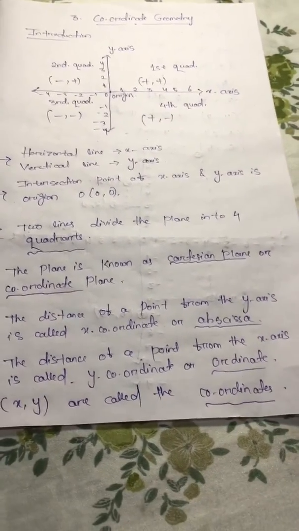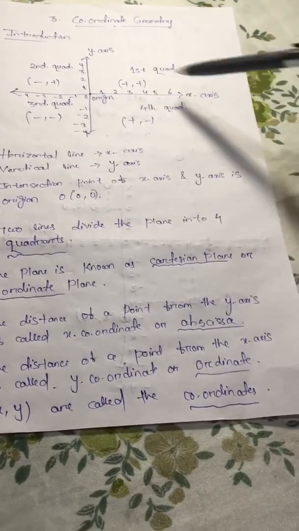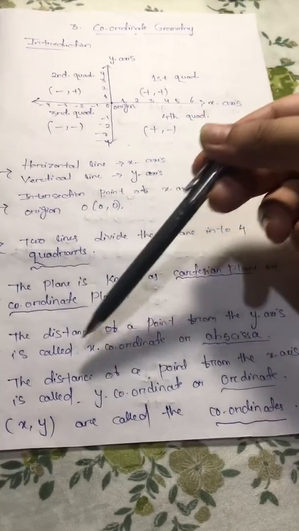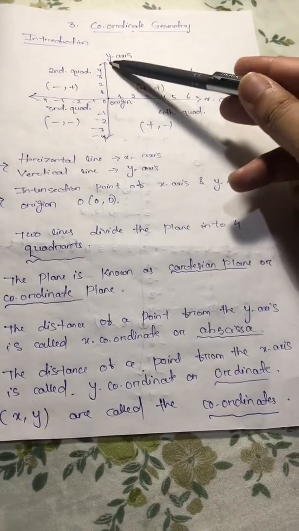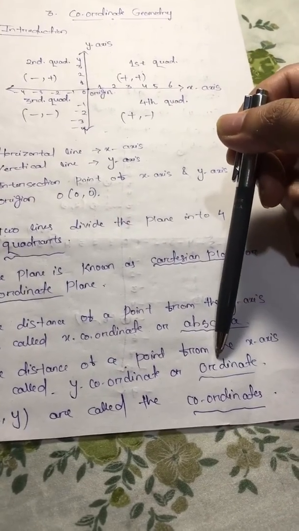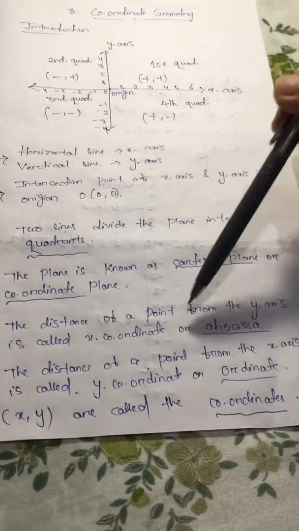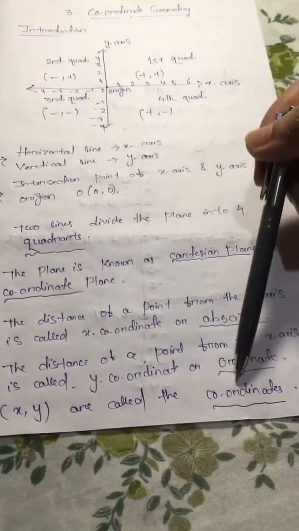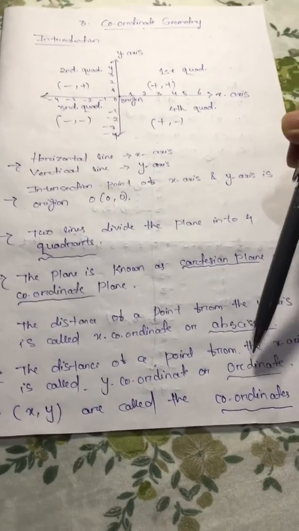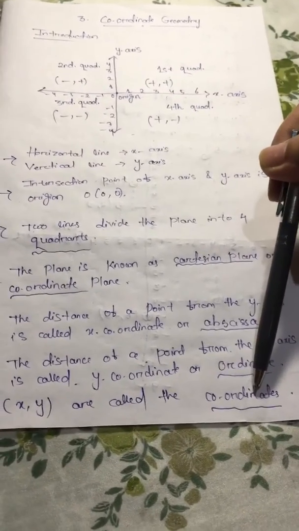The distance of a point from the y-axis is called the x-coordinate. These are also named abscissa. The distance of a point from the x-axis is called the y-coordinate, also known as ordinate. And this x comma y is called the coordinates. So x points are known as abscissa, y points are known as ordinate, and when x and y combine, they are known as coordinates.